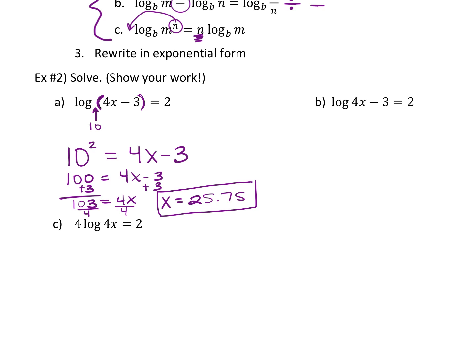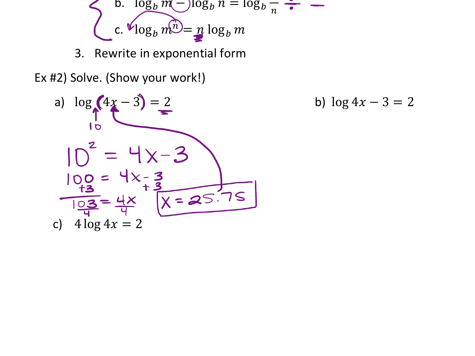Can I show you something real fast? A really simple way to check that you did the right thing. If you plug this into your calculator exactly how you see it, log parenthesis 4 times 25.75 minus 3, and hit enter, what should you get? 2. If you don't, it's wrong, right? So you can always plug it back in using the log button on your calculator to check. Questions on that?